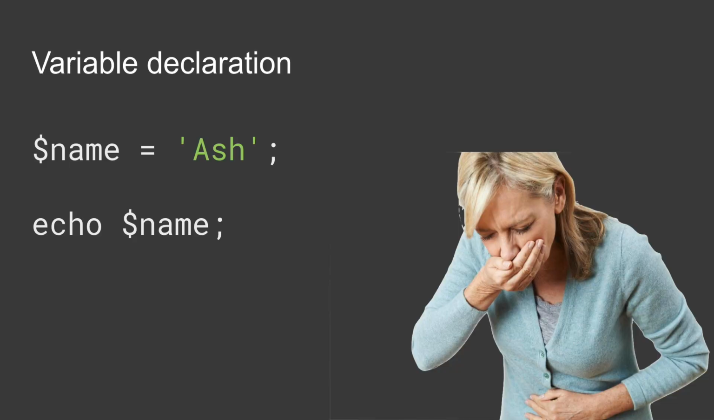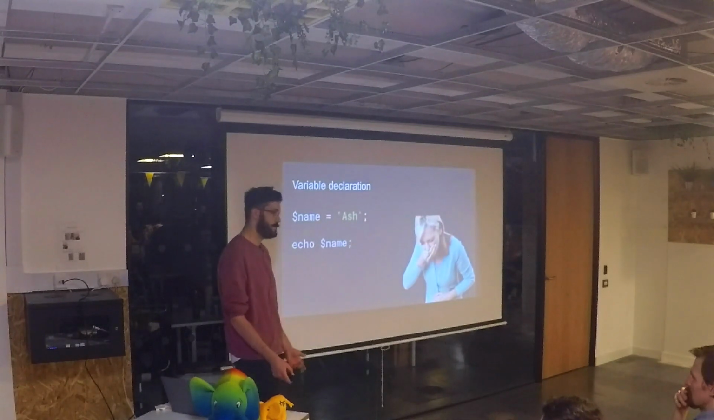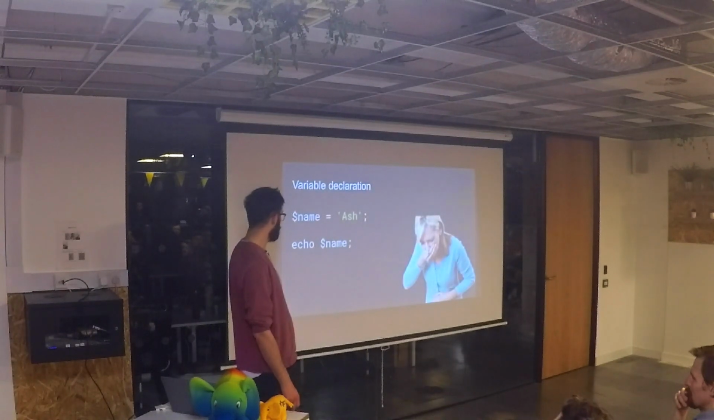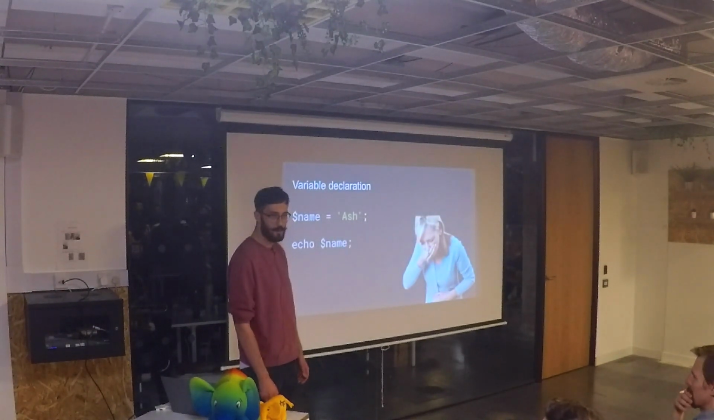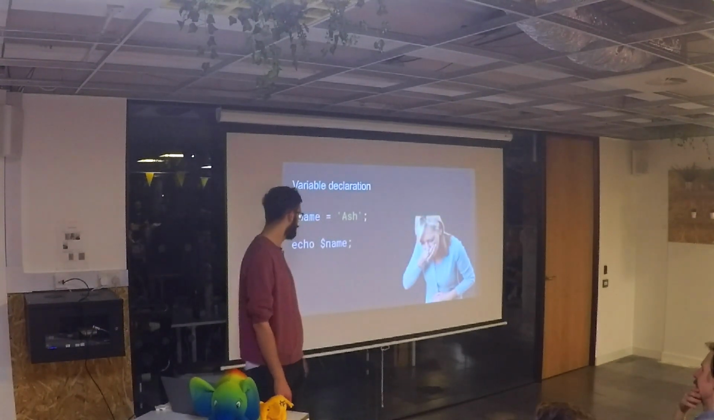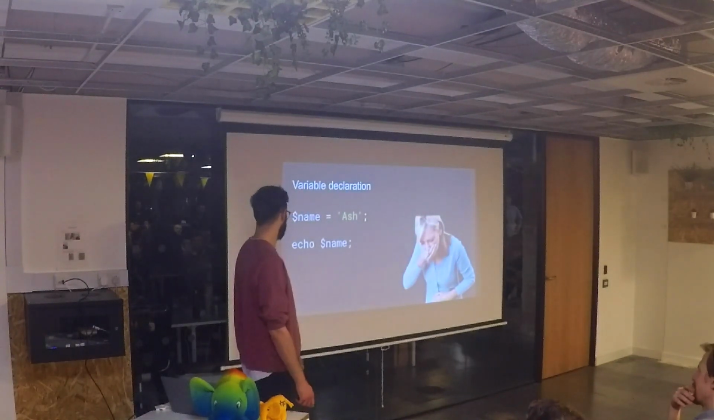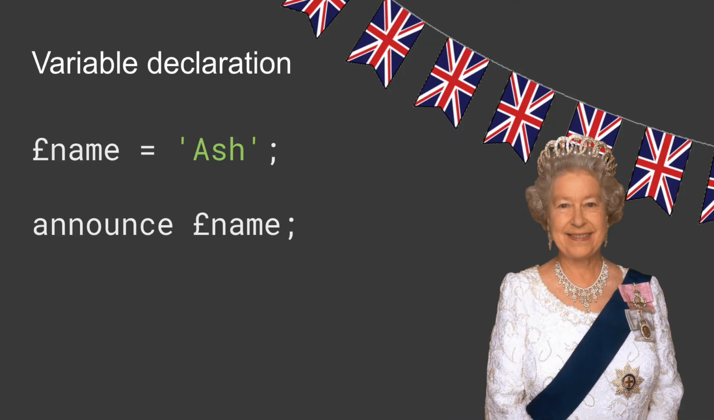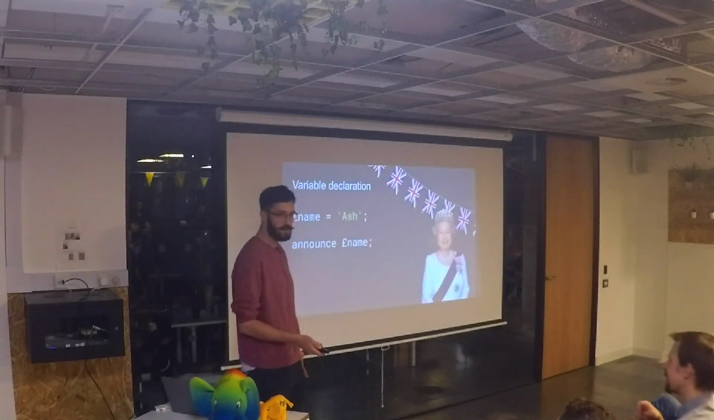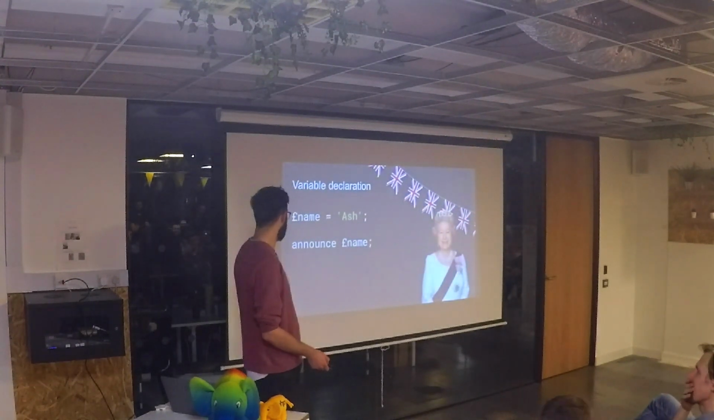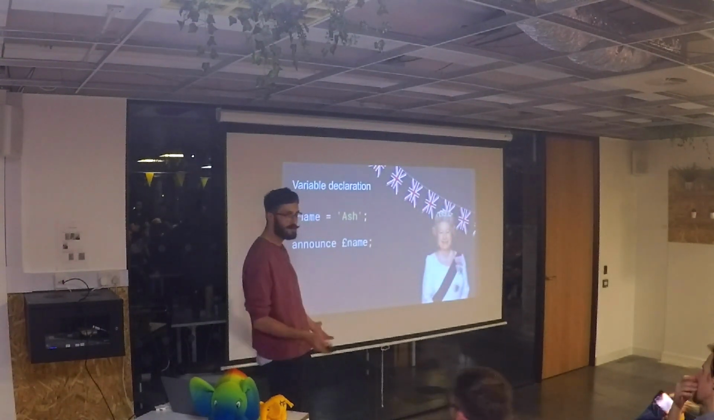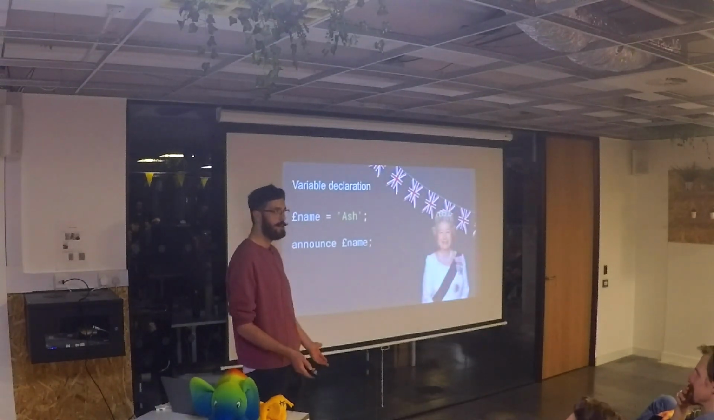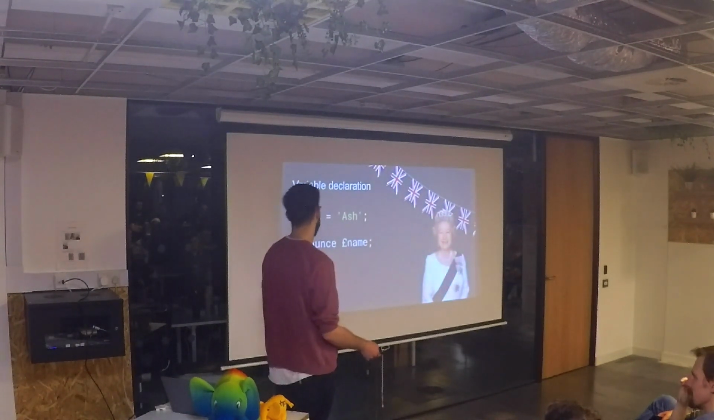So we have a look at some problems. Variable declaration: Dave Childs, the original author, described the use of the $ sign as a slap in the face to PHP developers. You can see it's making this poor lady feel rather unwell. So the solution for this one is really quite obvious. We switch to the £ sign. You might also notice that we've replaced echo with announce. It's just a little bit more grand, a little bit more fitting for British PHP.